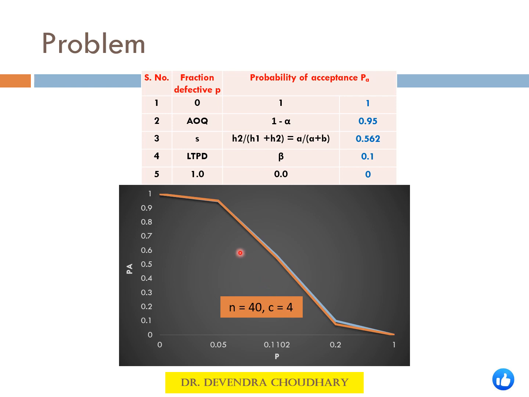You see, both the sequential sampling plan and the single sampling plan give a similar OC curve, or you can say that both have similar discriminating power.